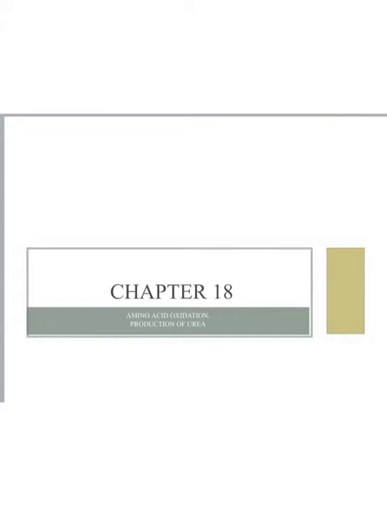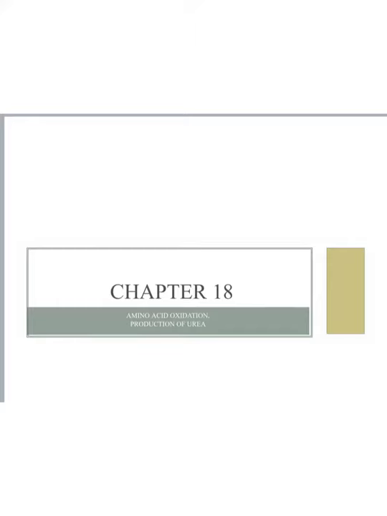Okay, so today we're talking about chapter 18. We're doing amino acid oxidation and the production of urea. So in this case, we're talking about how do we break down amino acids and get rid of unwanted amino acids that we have in our cells. So most of these amino acids are going to be metabolized in the liver as ammonia.